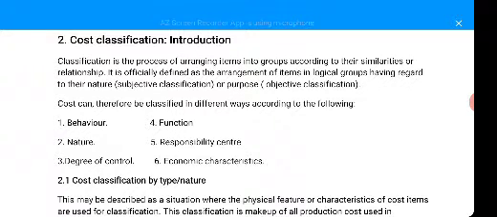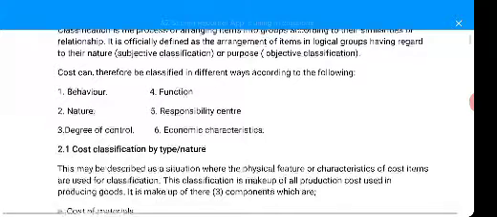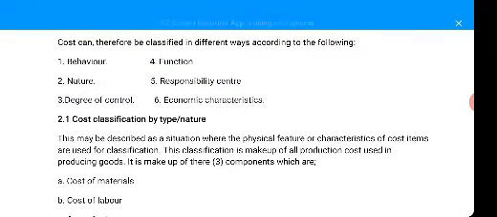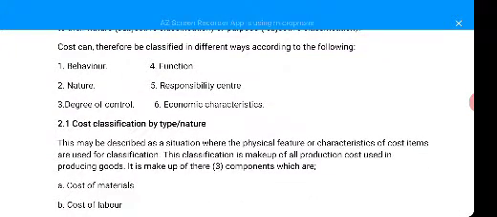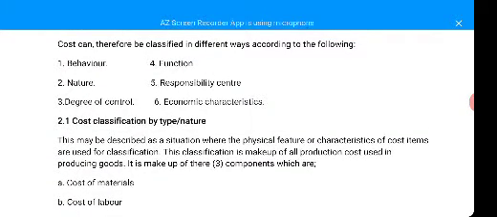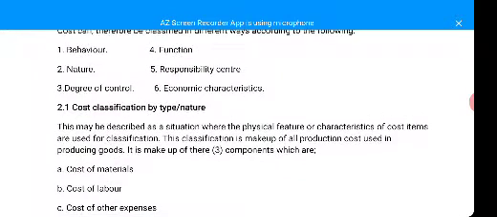So costs can therefore be classified in different ways according to the following. You can classify costs according to their behavior, that is, how do they behave. Two, their nature. Three, the degree of control: are they controllable costs or uncontrollable costs? So costs that can be controlled and costs that cannot be controlled. Then function, responsibility center, and economic characteristics.